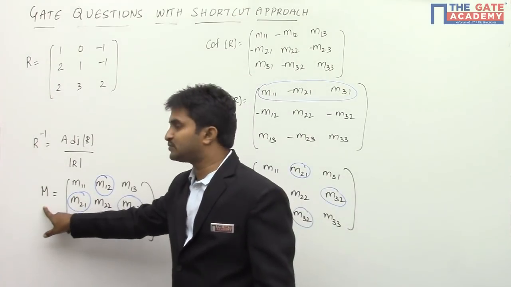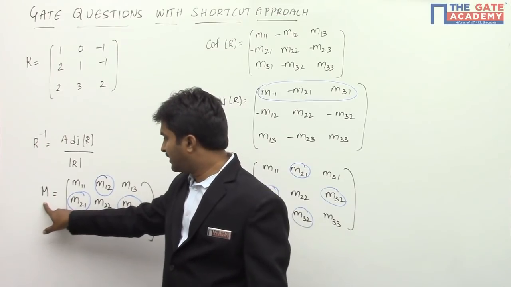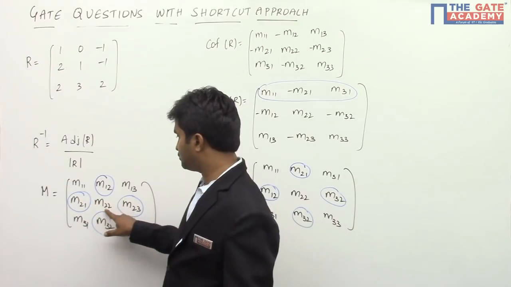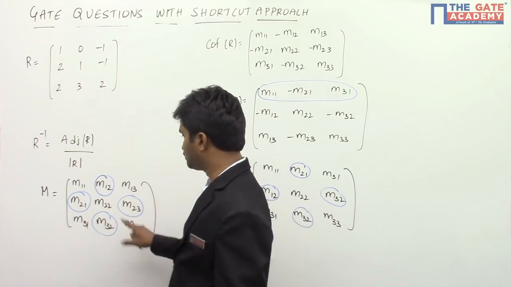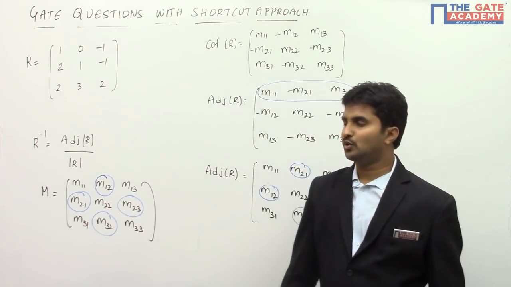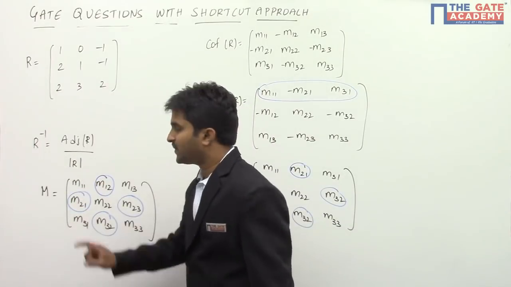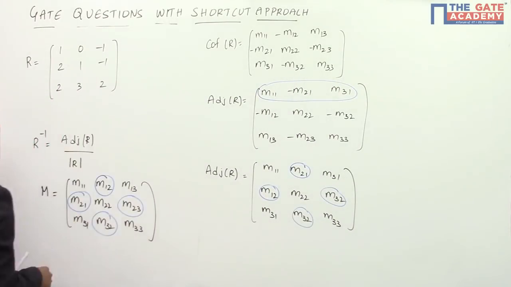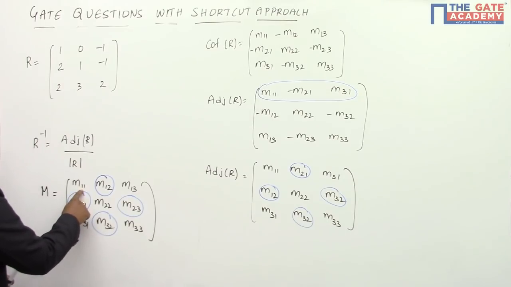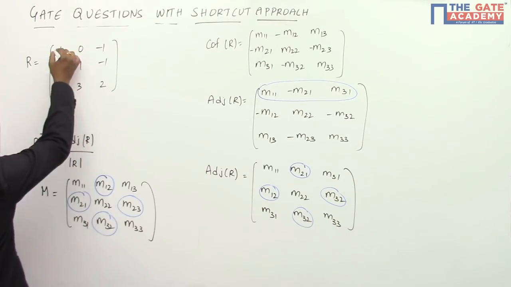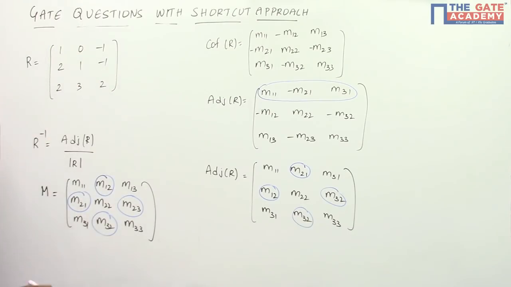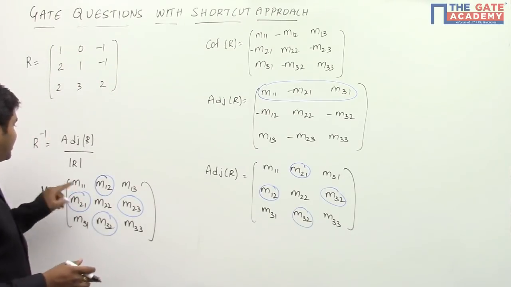So the minor matrix is what we have to find first of all. The minor matrix is going to have a set of elements M11, M12, M13, M21, M22, M23, M31, M32, M33. What is M11? M11 is nothing but the determinant of the submatrix formed by removing the first row and the first column. After removing the first row and the first column, the determinant of the matrix is what we call the M11 element.